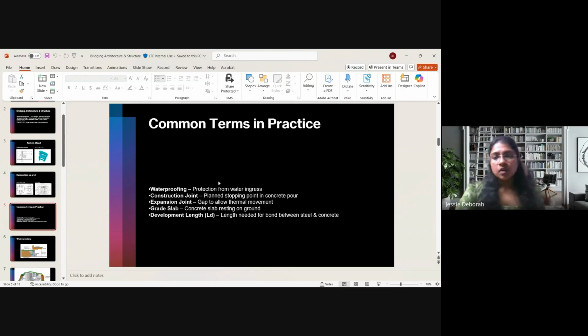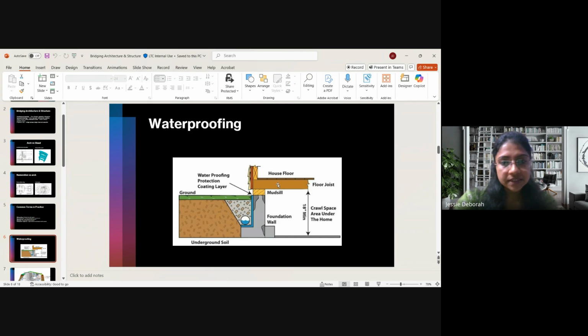Okay, so now looking at the common terms of practice that comes under this, what is it? I think you all would have heard about waterproofing, but what is waterproofing exactly? Waterproofing is nothing but giving one layer.